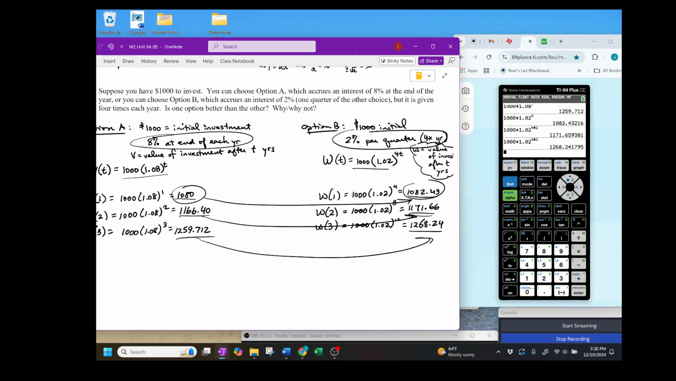Okay. So is one option better? Yes. Option B is better, right? You could play around with the idea, like if I said, well, instead of 8% once a year or 2% 4 times a year, I could say 1% 8 times a year, and that would be even better. Or I could say 0.5% 16 times a year, and that would be even better. And the more often you break down that rate into however many times a year you want to do it, the more your investment gains.